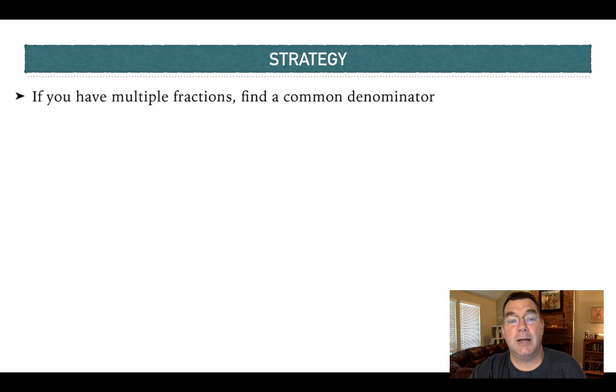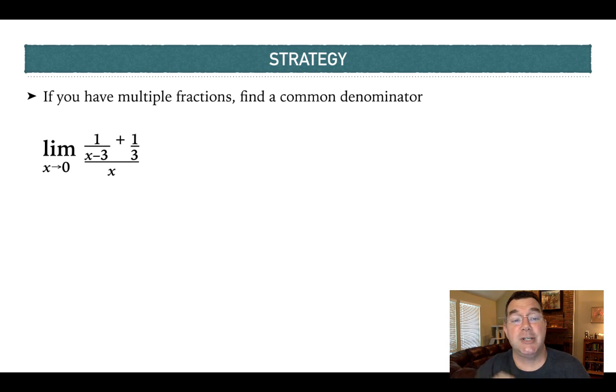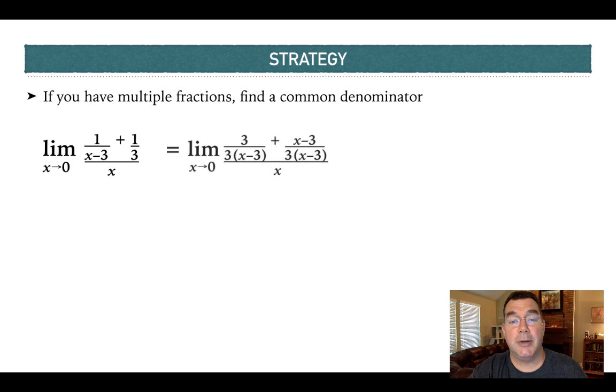All right. Another strategy, if you have multiple fractions within your function, you might want to try and find a common denominator. Here's an example of that. If I have the limit as x approaches 0 of 1 over x minus 3 plus 1/3 all over x, of course I would try and replace x with 0, but what that's going to do is give me 0 over 0, which is indeterminate. So this is where I would use a common denominator to write the function as something else.